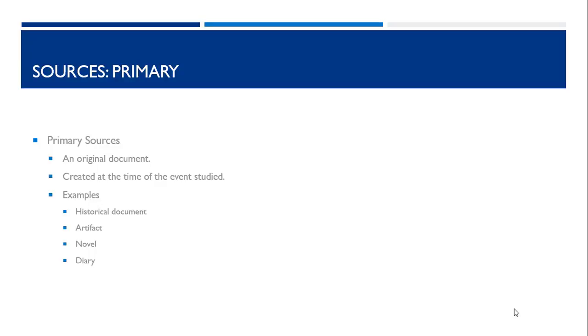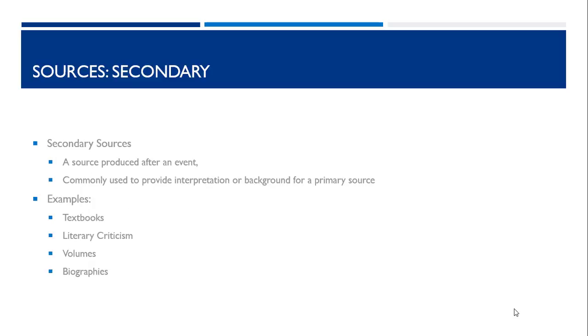The first type is a primary source. This is usually an original document, and it's created at the time of the event that you're studying. Examples of this include historical documents, artifacts, novels, diaries, anything that engages with an event at the time in which it was happening. A secondary source, on the other hand, is a source produced after an event.